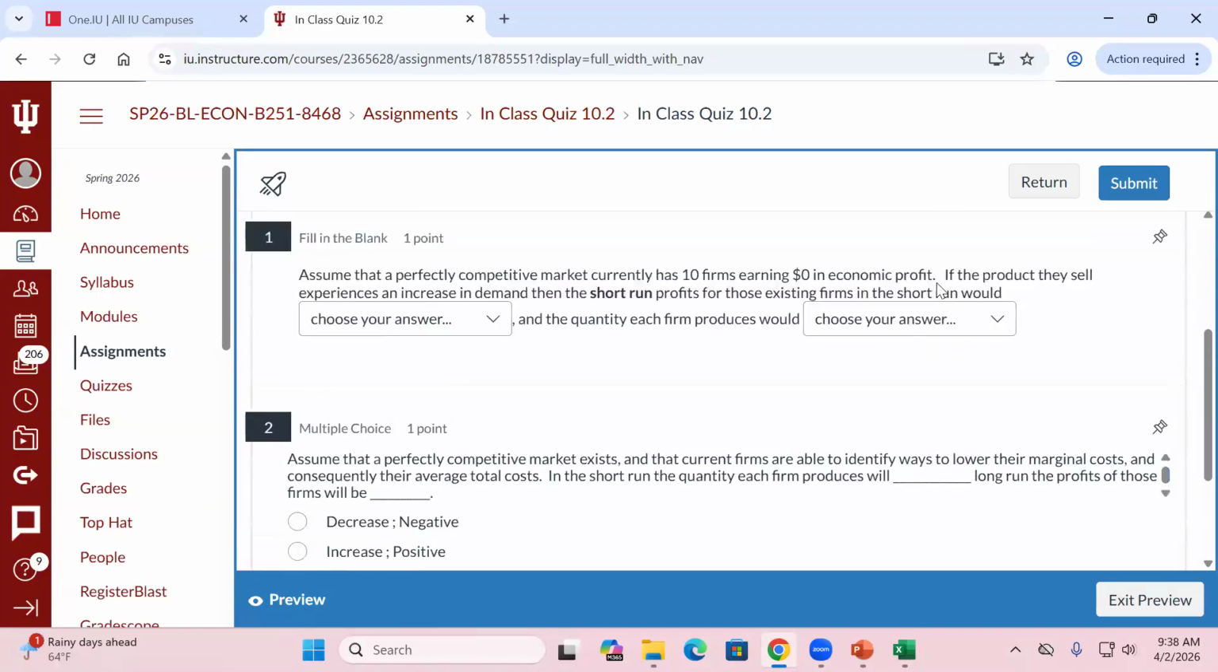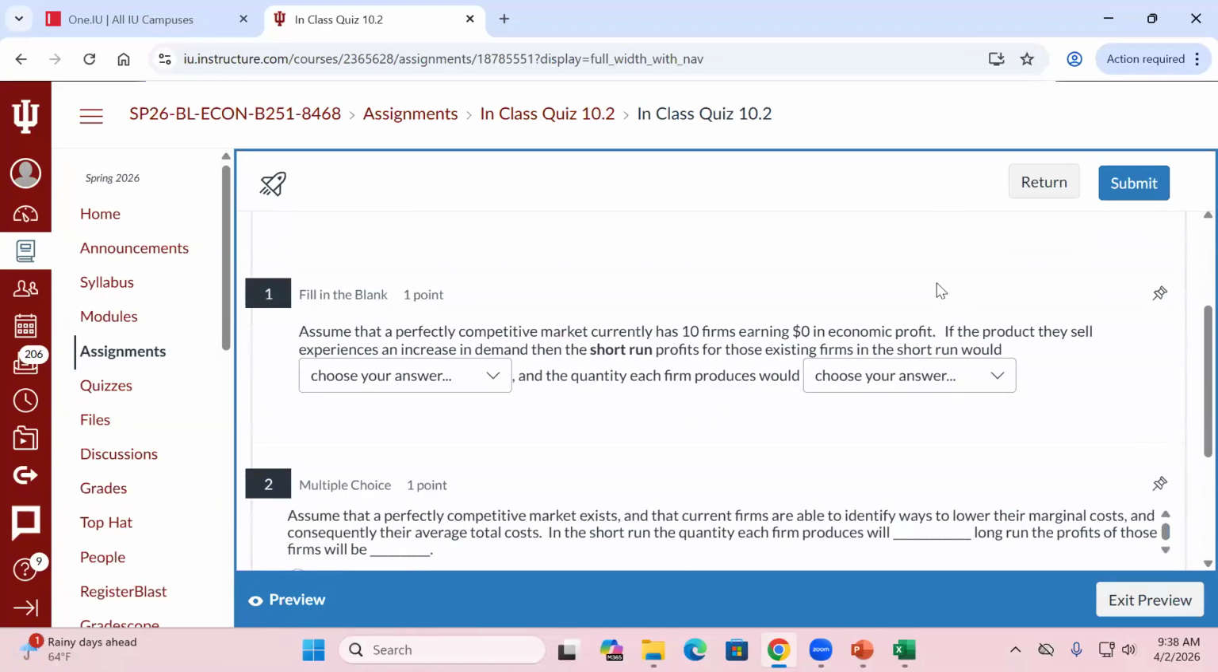Being prepared for the entirety of class is important, right? So we've got a scenario where the firms start out with zero economic profit. We're going to look at what a demand increase does. This could be an increase in income for a normal good. This could be more consumers. Anything we talked about in the past that's going to increase demand. What is that going to do to the firm's profits and the equilibrium quantity they produce?